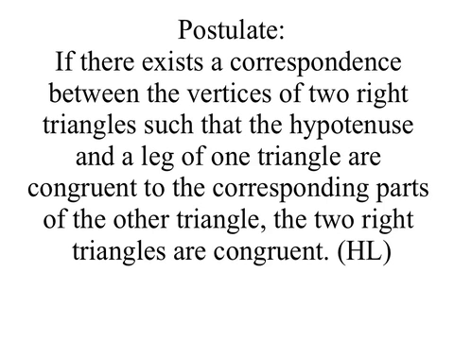It actually can be proved as a theorem, but one of my textbooks calls it a postulate, the other a theorem. I have a proof for this, so you can call it a theorem. My proof is not the same as the one given in my second textbook. But first, let's state it. If there exists a correspondence between the vertices of two right triangles, such that the hypotenuse and a leg of one triangle are congruent to the corresponding parts of the other triangle, the two right triangles are congruent, and we call that HL. So we use HL for hypotenuse and a leg of a pair of right triangles.